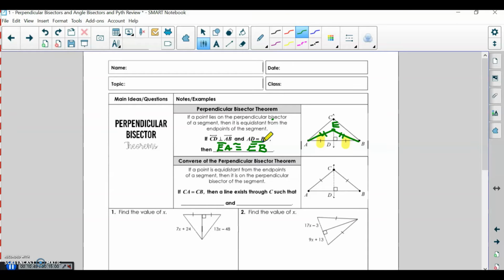So the reverse of that. That's what the converse means right here. The reverse of that says that, well, now C, see this point C? Well, it just happens to be equidistant to those two endpoints. So what does that make? That right there.